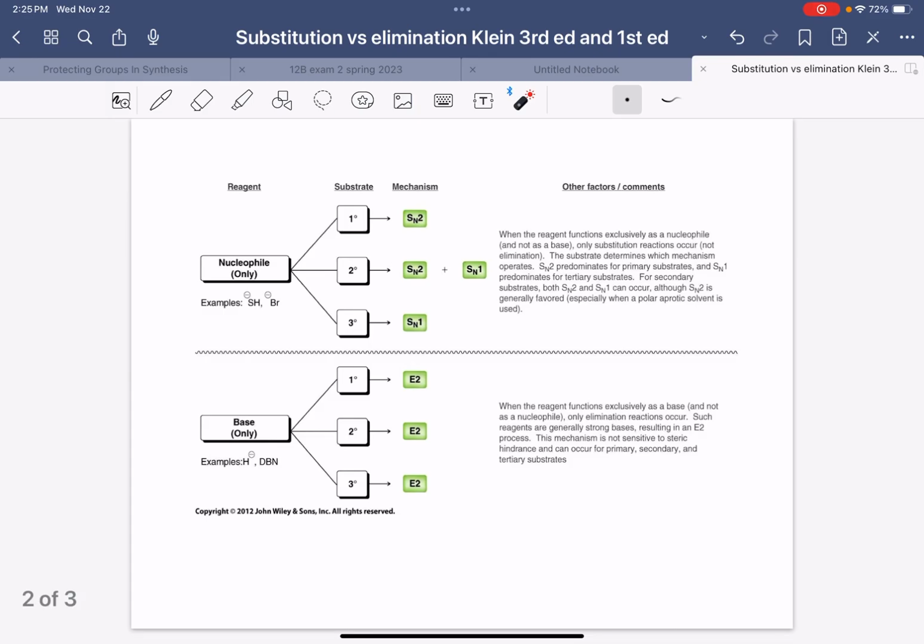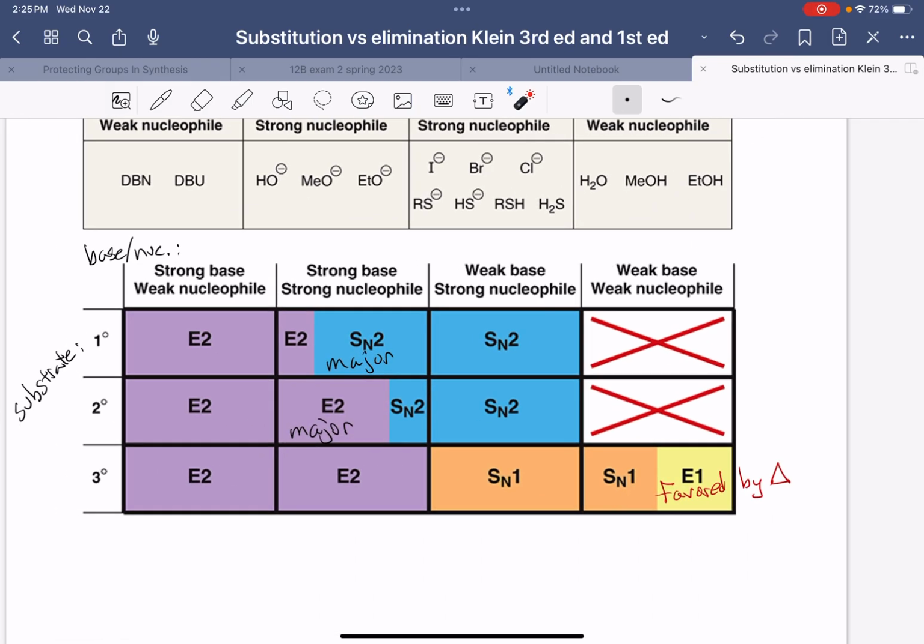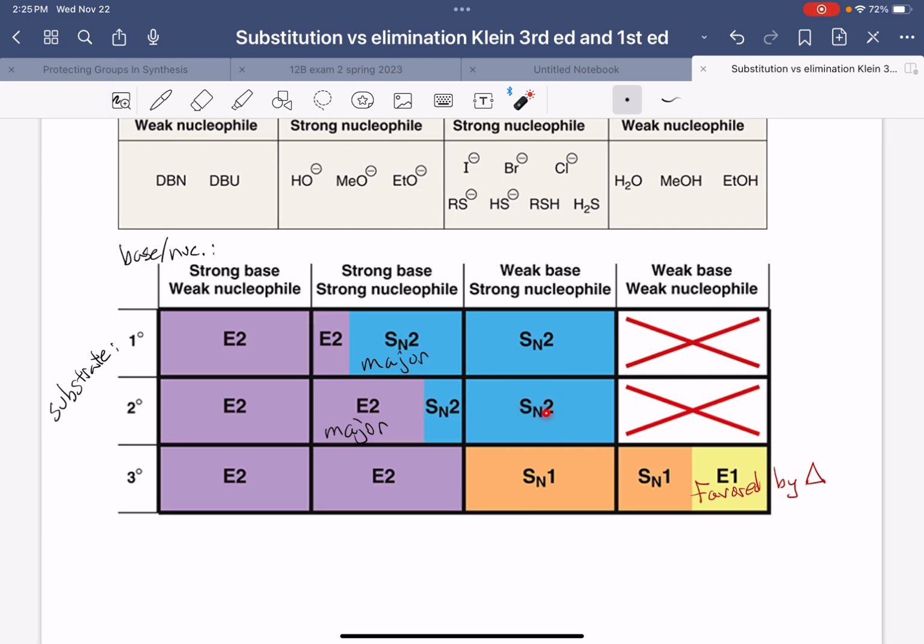Okay, now let's go back here. And we actually saw that they just said SN2 here.